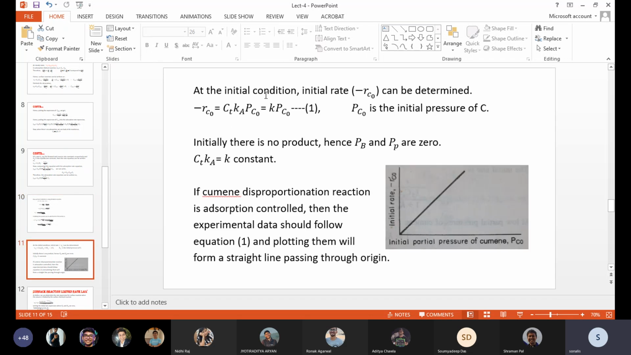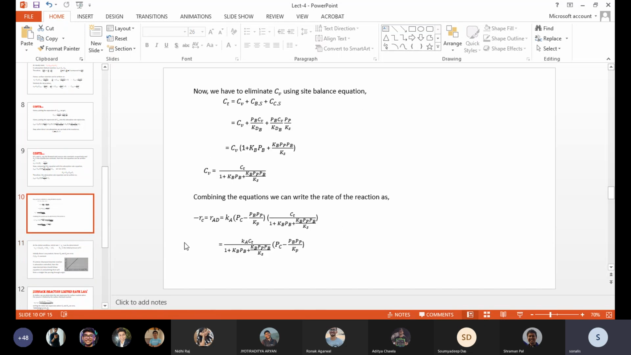Now at the initial condition, when the reaction has just started at the very beginning, if we consider the initial rate, minus Rc0, which can be determined at the very beginning, there is no product formation, or if there is any product formation, the concentration is very small. We can neglect that. So in that case, the concentration of benzene and the concentration of propylene can be neglected. If these two quantities are neglected, then this quantity becomes only Pc.